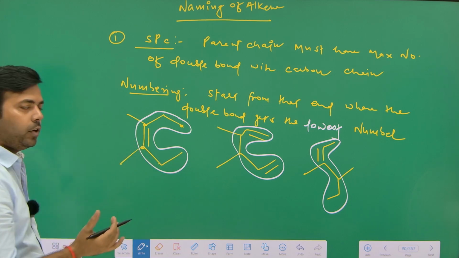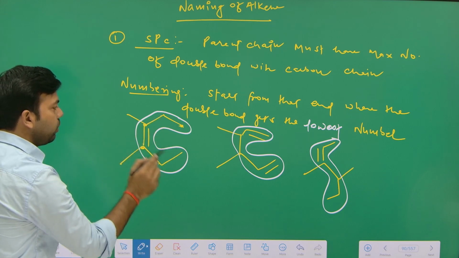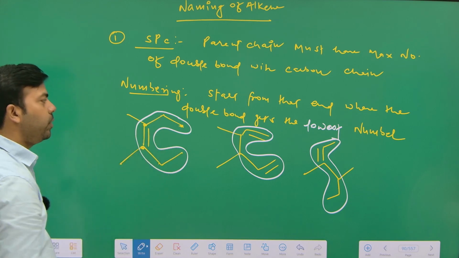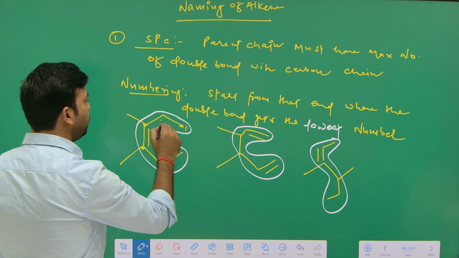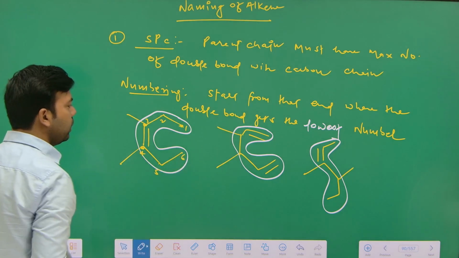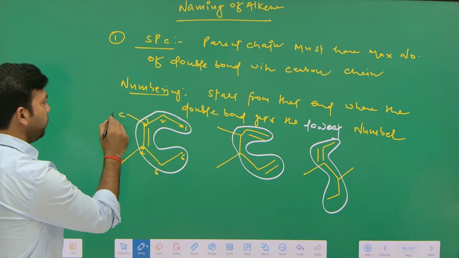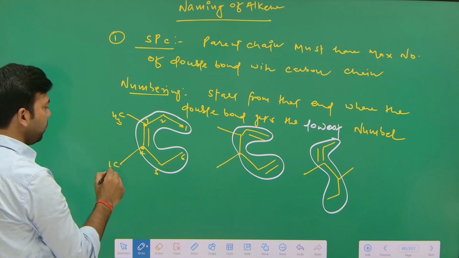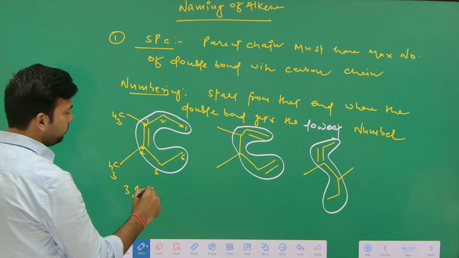So when double bond is common, then look at the branch. So 1, 2, 3, 3 also has a branch. So this is symmetrical and we can start from any end. So 1, 2, 3, 4, 5, 6. Now first we have to write down the name of substituent. So substituent is both methyl here. And it should be what? 3, 4 dimethyl.